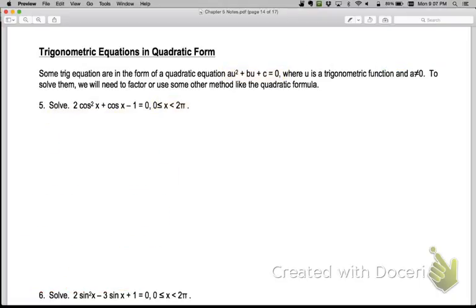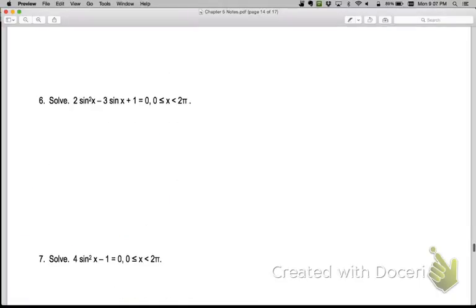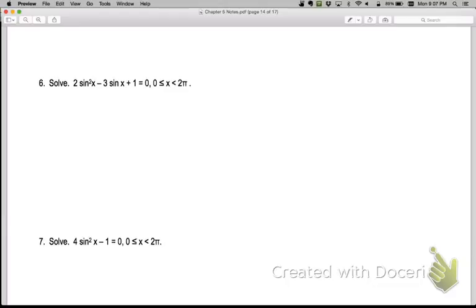Okay, let's look at another one. Go ahead and see if you can factor this one really quickly on your own. I'm going to set this up again using U substitution. So I'm going to replace my sine squared with u. So 2u squared minus 3u plus 1 equals 0 is what I'm trying to solve. This is going to be factorable.